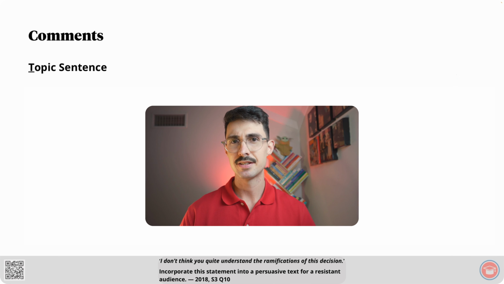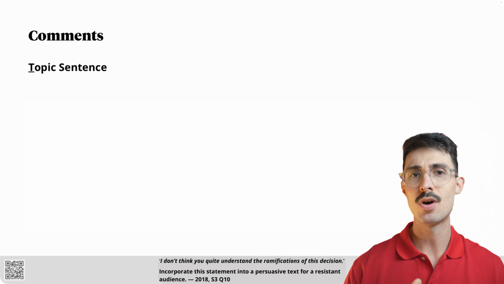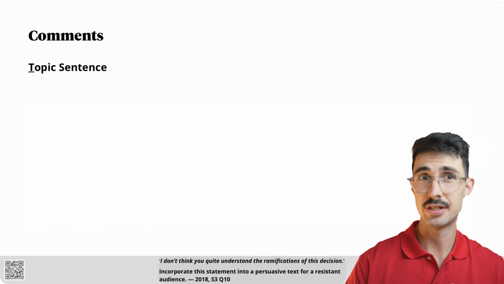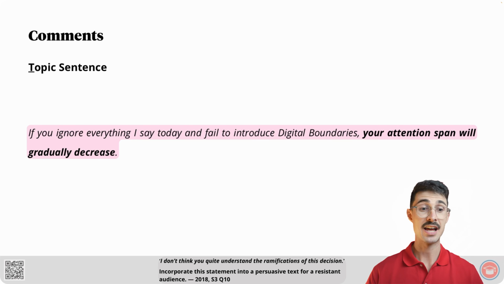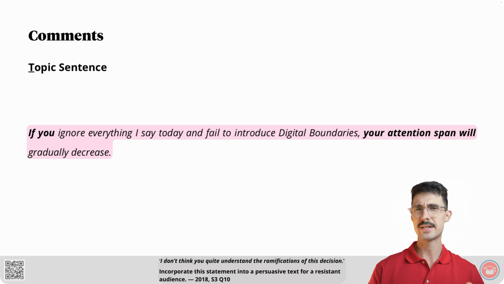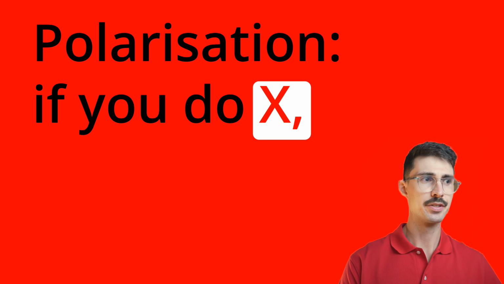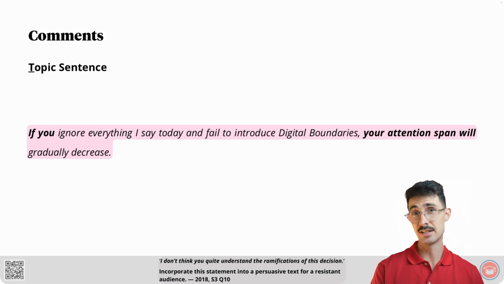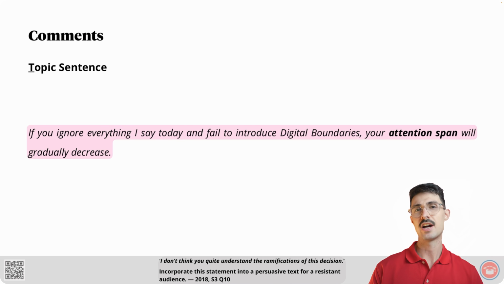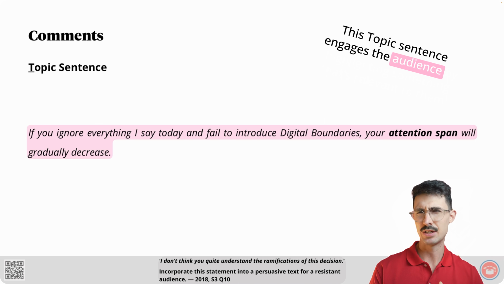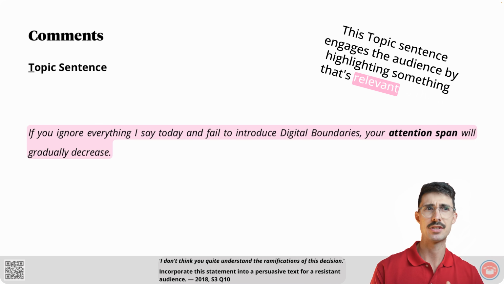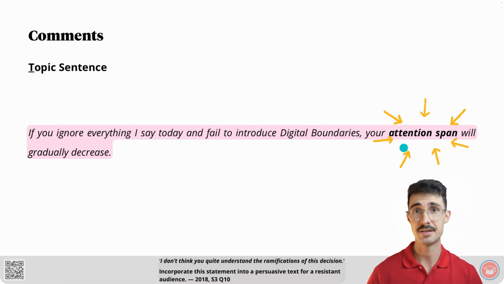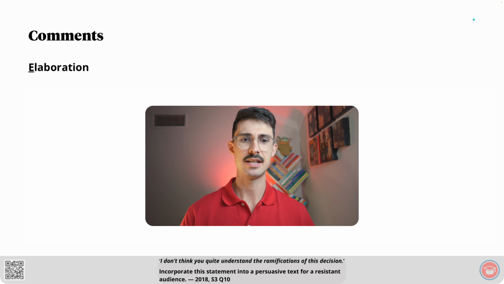Here's our topic sentence. It highlights the first reason why the audience should introduce digital boundaries in their lives. That first reason is your attention span will gradually decrease. The topic sentence also uses polarization, which is if you do X, Y will happen. I'm saying in this topic sentence, if you ignore me, your attention span will decrease. Finally, this topic sentence engages the audience by highlighting something that's relevant to them, their attention spans.